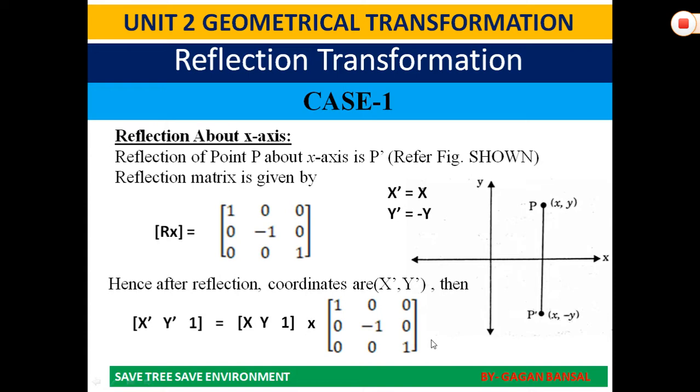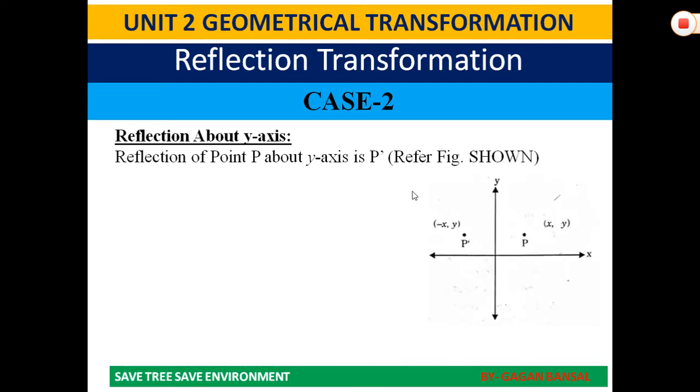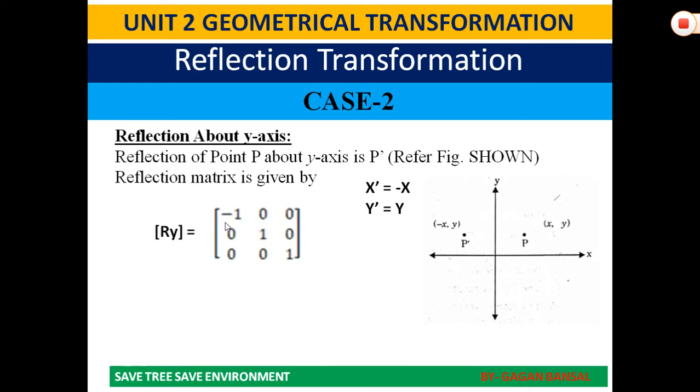Now let's take another case, that is case 2, when reflection is about y-axis. Reflection of point P about y-axis is P dash, as shown in the figure. So if this is the point P having coordinates x comma y, and the reflection is about y-axis, the x coordinate flips, so it becomes minus x comma y. So the final coordinates are x dash equals minus x and y dash equals y. Writing it in matrix form, the reflection matrix is given by minus 1 0 0, 0 1 0, 0 0 1.